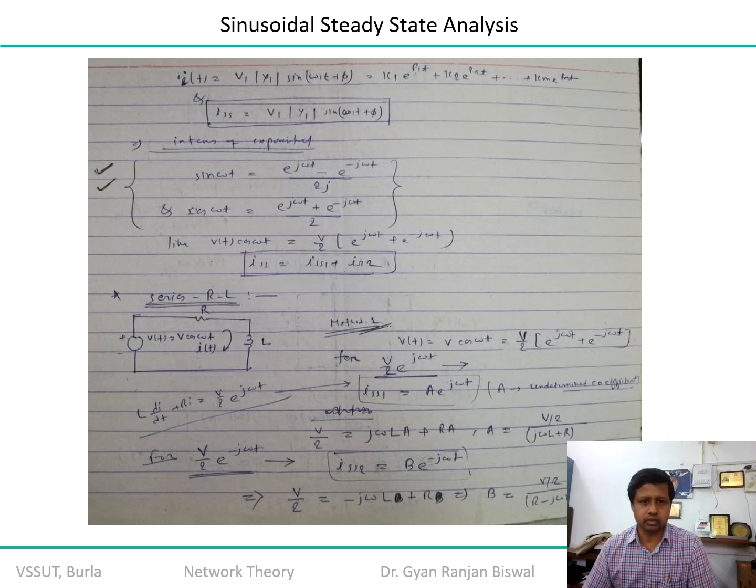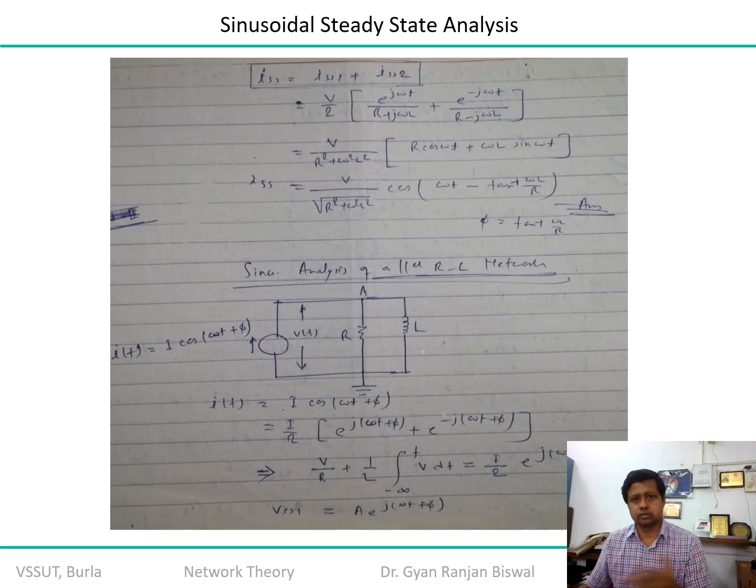So for V by 2 of e raised to minus j omega t, you can work out the steady state response. Okay, for v of t equal to V cos omega t, V by 2 of e raised to j omega t, you can also work out the steady state response of the current. Let's say that is steady state response 1, ISS1, and for the e raised to minus j omega t component, that is V e raised to minus j omega t by 2, you will get another one, ISS2. So you add ISS1 and ISS2 and you will get the total response of the current. You substitute these values, and you get V upon R square plus omega L whole square, within bracket, R cos omega t plus omega L sin omega t.